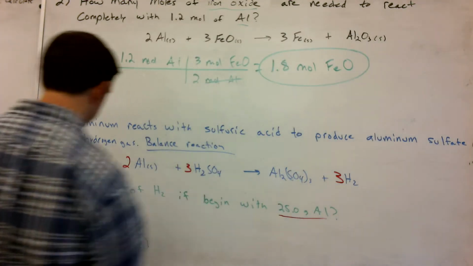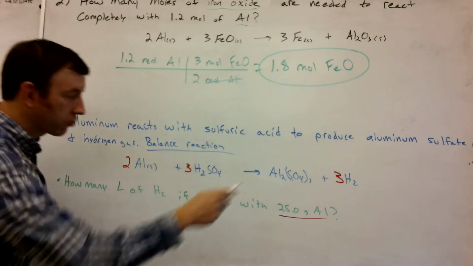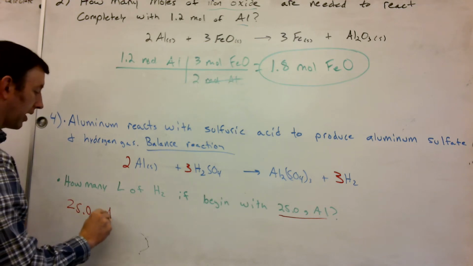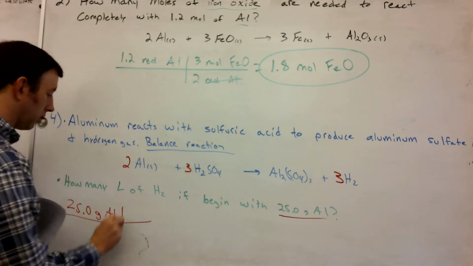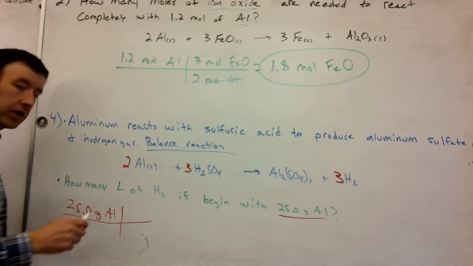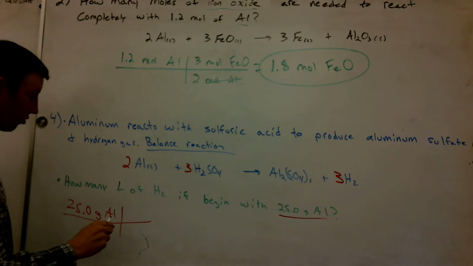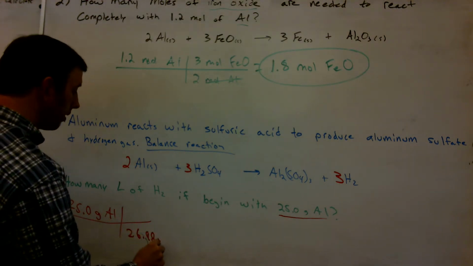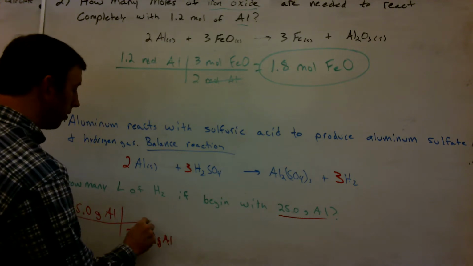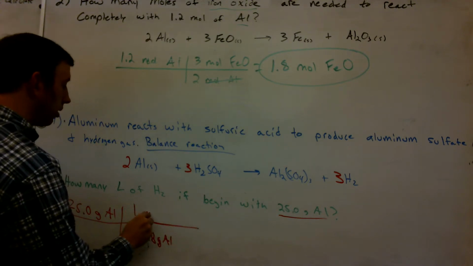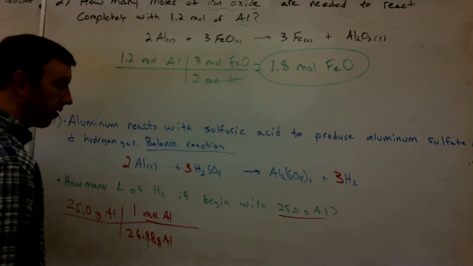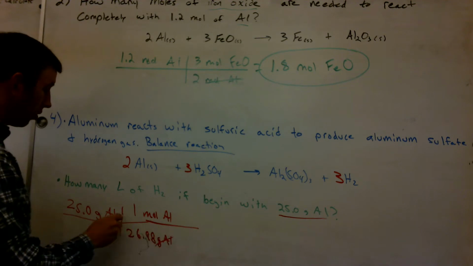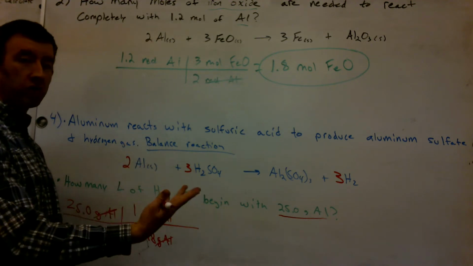So I'm going to erase that little question mark so I have space. I have 25.0 grams of aluminum, Al. Right? And if I go to my periodic table, I will find that aluminum has a molar mass of 26.98 grams Al per 1 mole of Al. Okay? Right, so 26.98 grams of aluminum per mole. Right, now I'm in moles of aluminum.